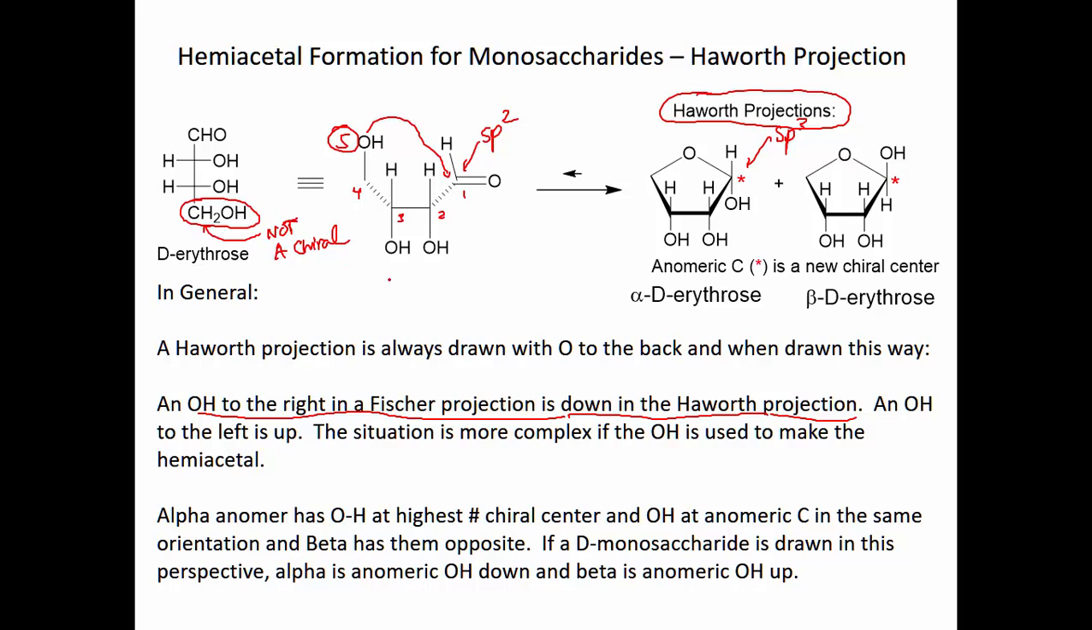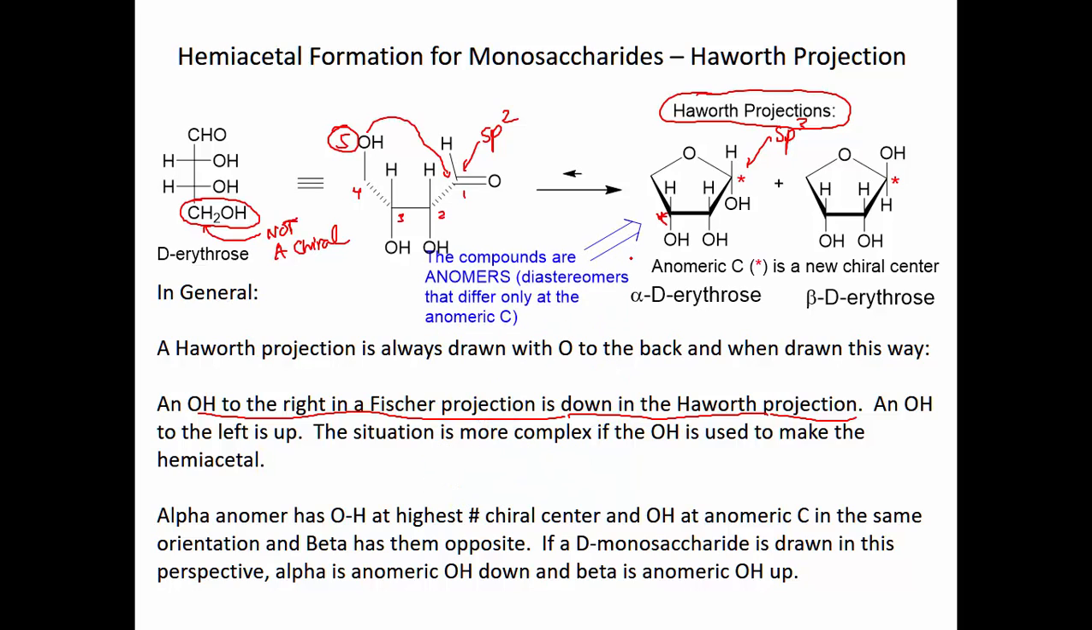The alpha anomer has the OH at the highest number chiral center, in this case right there, and the OH at the anomeric carbon in the same orientation. If drawn from this perspective, though, we can just remember that OH down at the anomeric carbon is the alpha anomer, and the beta is the one where this is up. So these 2 compounds here, we're going to refer to them as being anomers.